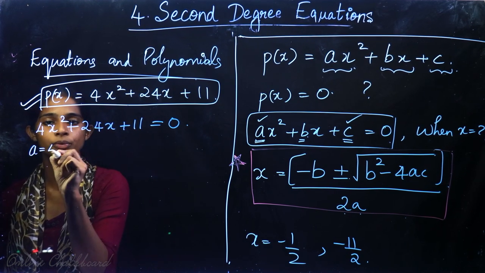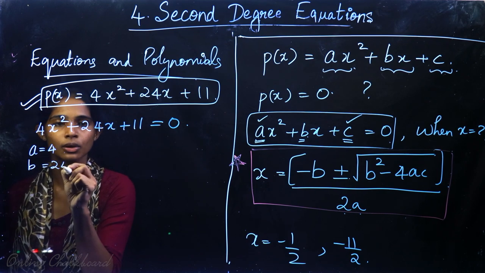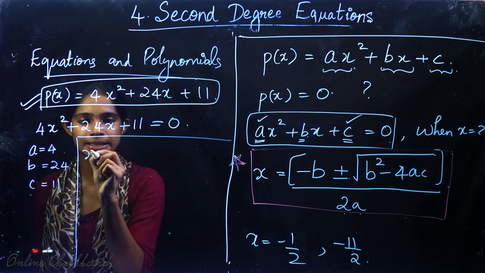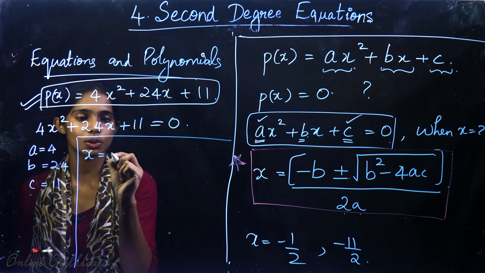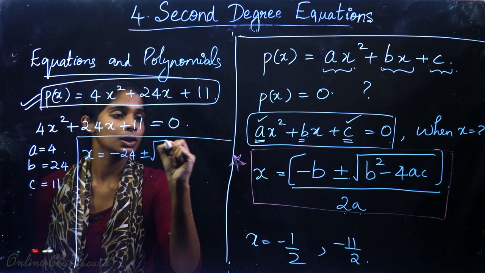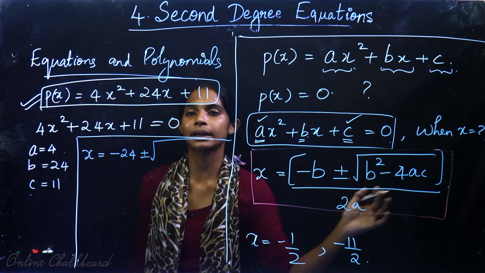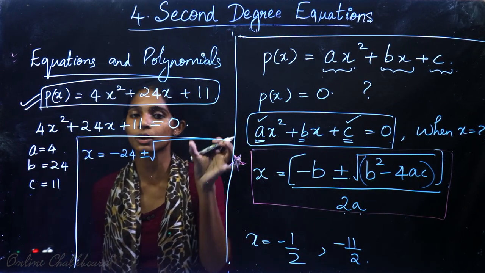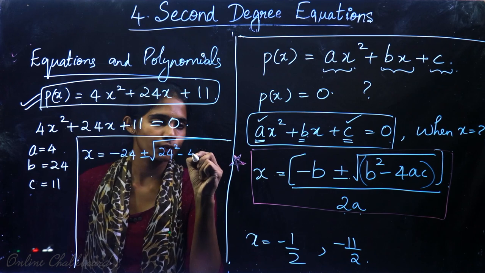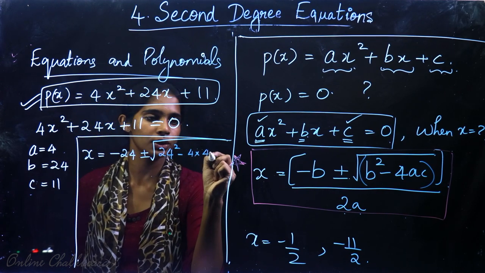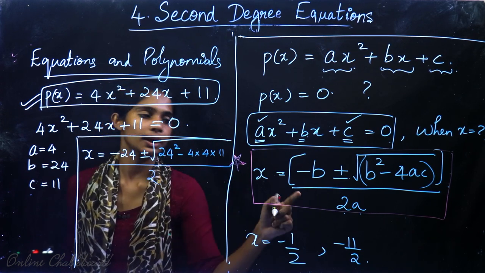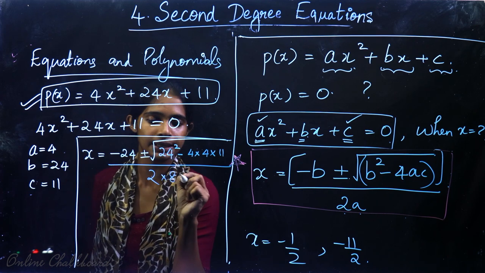So here a is equal to 4, b is equal to 24 and c is equal to 11. So according to our formula, x is equal to minus b, so minus b is minus 24, plus or minus root of b square minus 4ac. The whole b square minus 4ac is inside that root. So b square is 24 square, minus 4 into a is 4, 4 into 4 into c is 11, the whole divided by 2a. So 2 into a is 8.